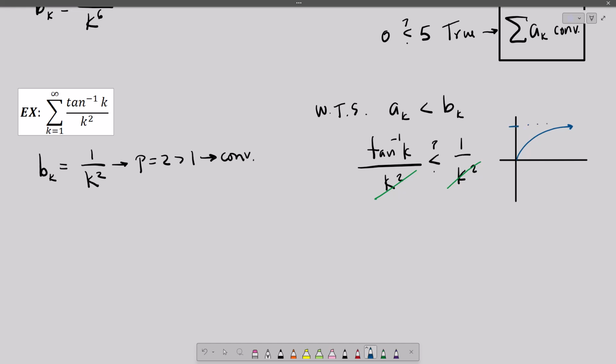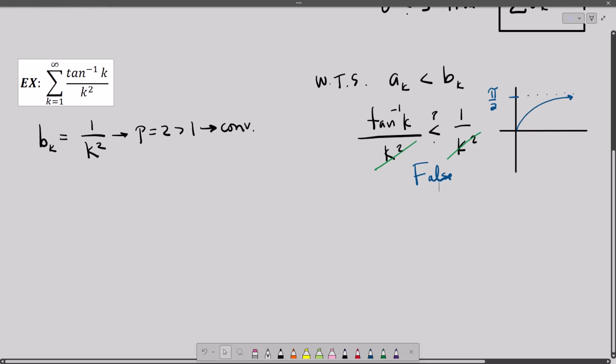What is that asymptote at? Pi over 2. And is pi over 2 bigger or smaller than 1? Bigger. So the values of arctan are eventually going to be bigger than 1, but below pi over 2. So that inequality is false. This is false, so we are going to go to the limit comparison test.